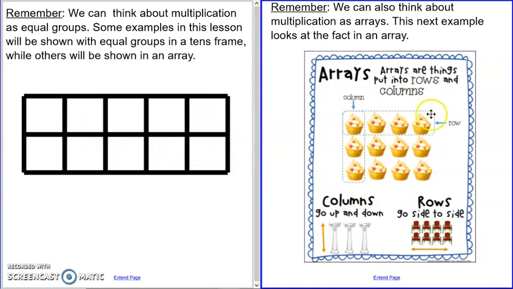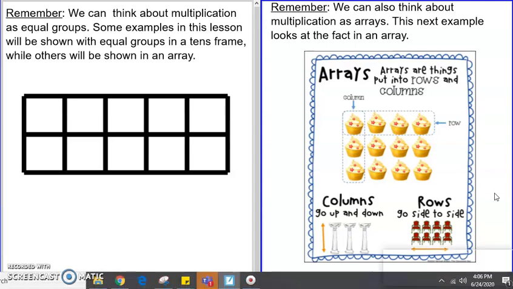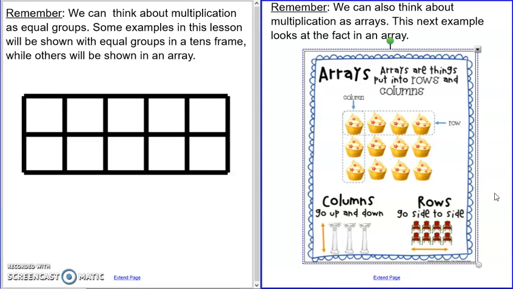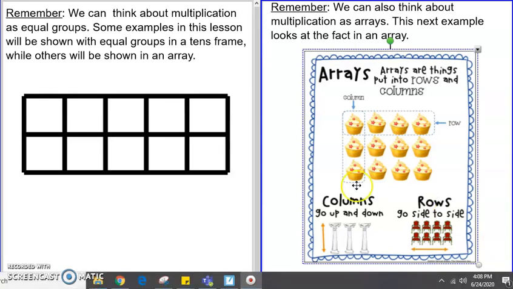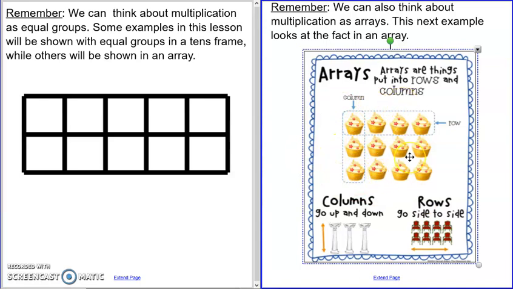And then an array is another way we can represent multiplication. So an array is a way to arrange objects into rows and columns. And remember, rows go side to side and columns go up and down. Okay, you can see here there are three rows that go across with 4 columns going down, or 4 in each row. Okay, so we're going to be looking at both arrays and equal groups today. So whichever strategy or way to visualize it makes the most sense to you, use it.